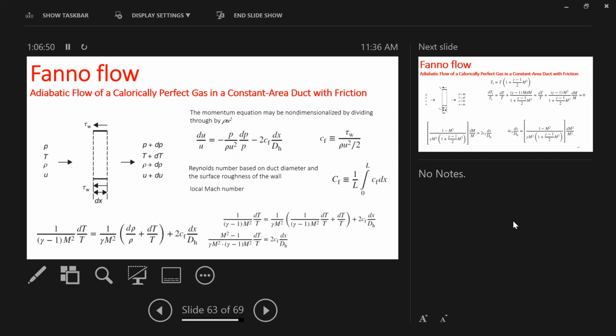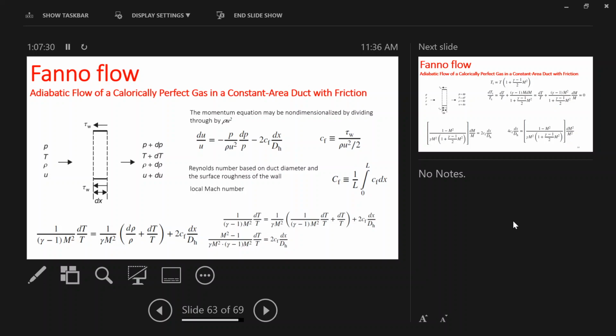And the friction coefficient in general is a function of Reynolds number, the duct diameter, and surface roughness of the wall. But with higher Mach numbers, supersonic conditions, the local Mach number also becomes very important in this analysis. And we can find the total friction coefficient of the duct by just taking an integral of the local friction coefficient from 0 to L, right?